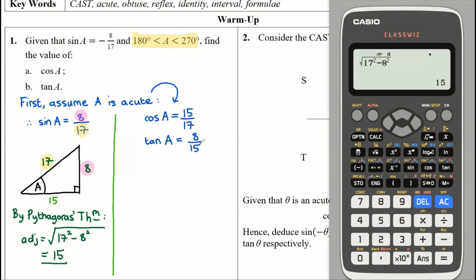Now, how do we answer the question? Well, we now need to use the CAST diagram because, of course, we are cheating a bit here. A is not acute. It is a reflex angle, and in fact, it's in the third quadrant. So let's draw a CAST diagram now. For A to be between 180 and 270 degrees, this is answering the question now, draw a little CAST diagram here.